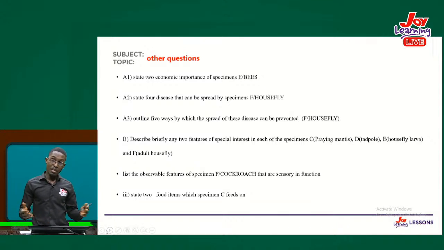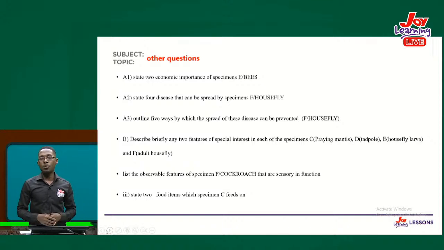Disease, housefly. Outline five ways by which the spread of this disease can be prevented. So they ask you for diseases caused by housefly. How do you prevent it? That's control. Describe briefly any two features of special interest of, let's say, a praying mantis or a tadpole, or a housefly or adult housefly.